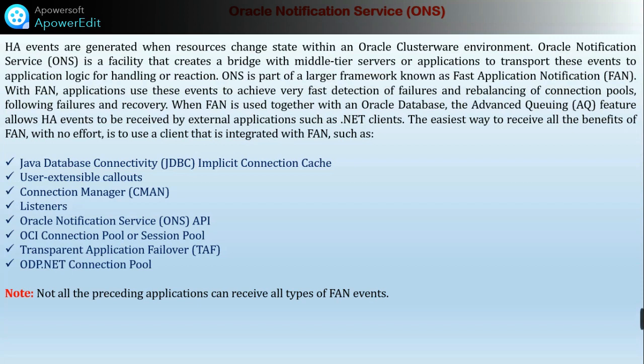The easiest way to receive all the benefits of FAN with no effort is to use a client that is integrated with FAN, such as Java Database Connectivity JDBC, Implicit Connection Cache, User Extensible Callouts, Connection Manager CMAN, Listener, Oracle Notification Service ONS API, OCI Connection Pool or Session Pool, Transparent Application Failover TAF, ODP.NET Connection Pool. Note, not all the preceding applications can receive all types of FAN events.